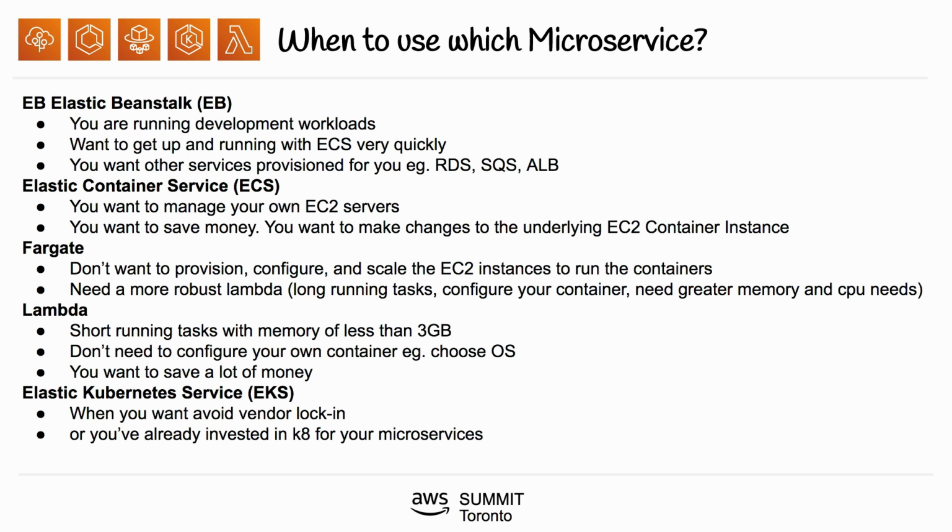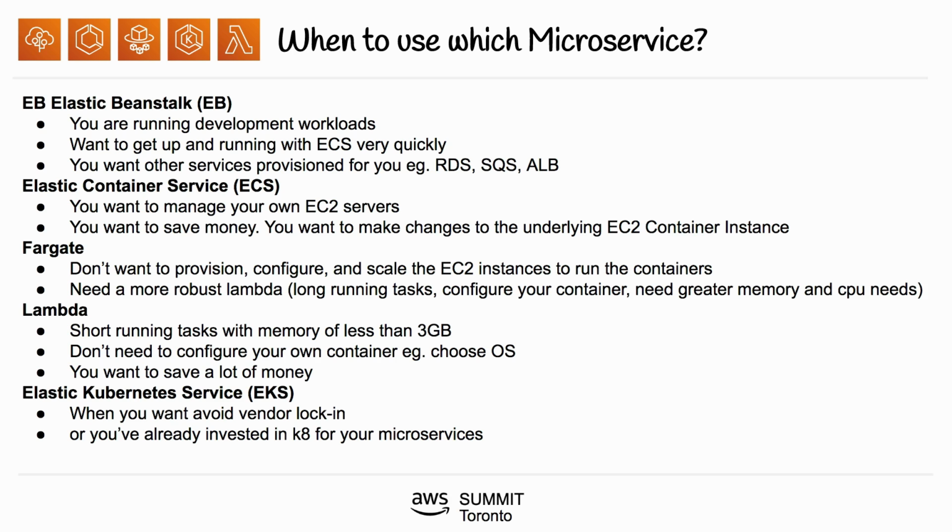So just looking at all 5 of them, let's just break it down. If you want to use Elastic Beanstalk, it's great for development workloads, and you want to get up and running with ECS very quickly. And you might want to integrate with other services, so you want them provisioned for you, such as RDS, SQS, ALB. So you're going to save time there.